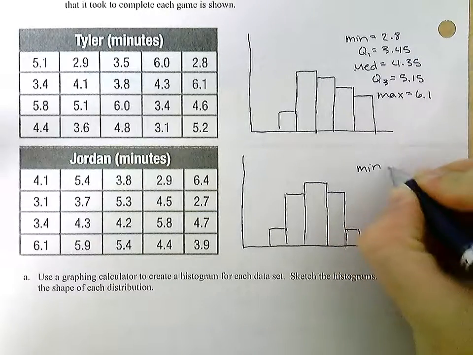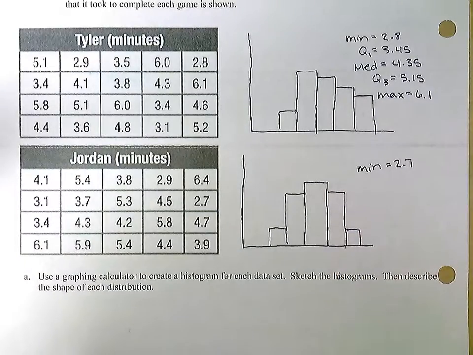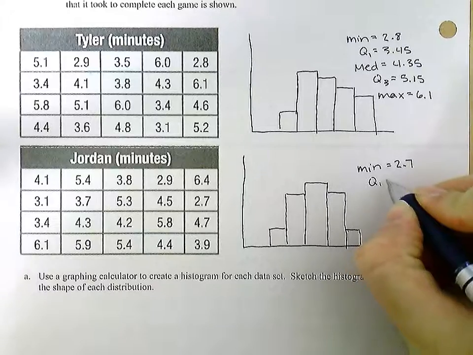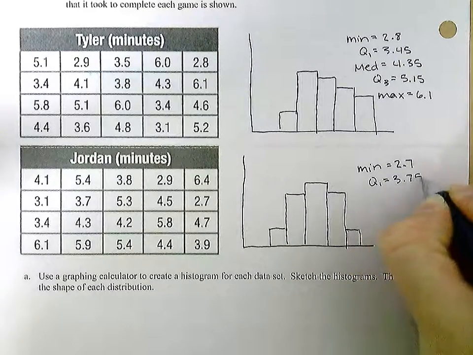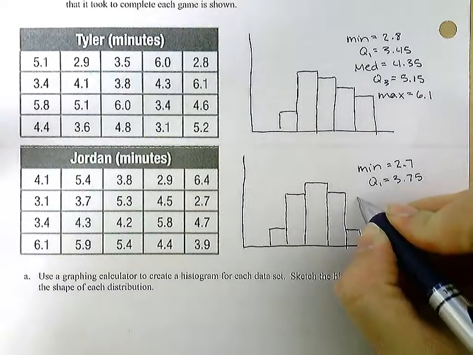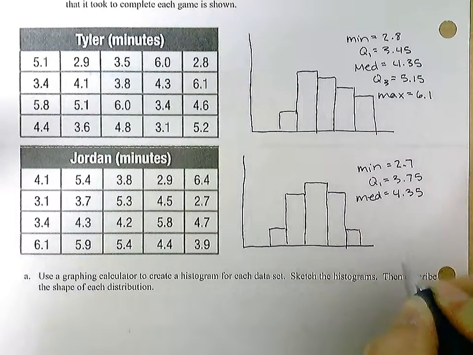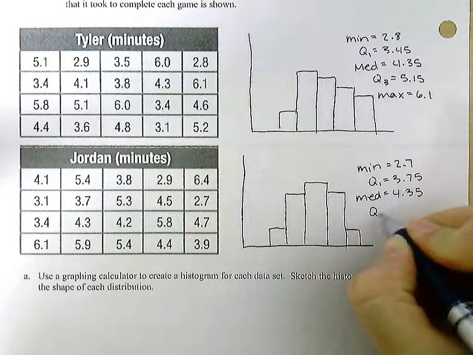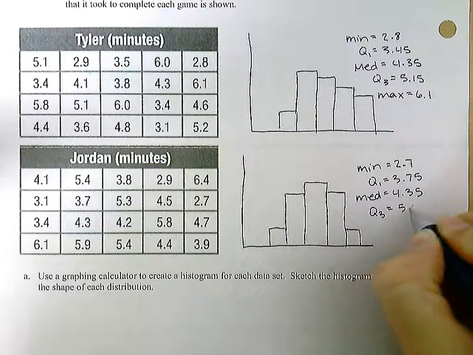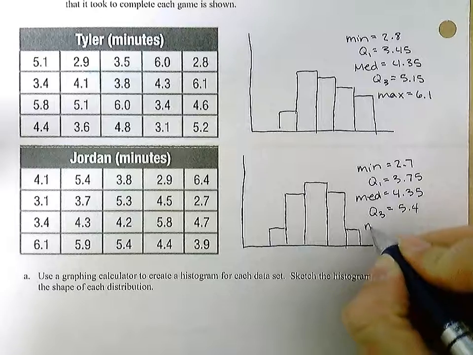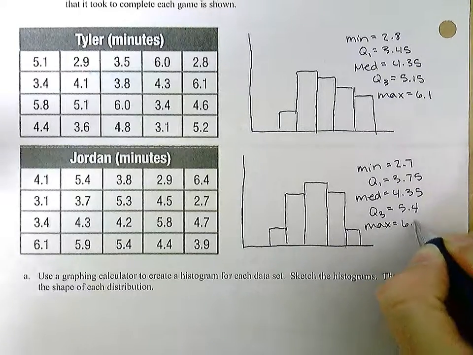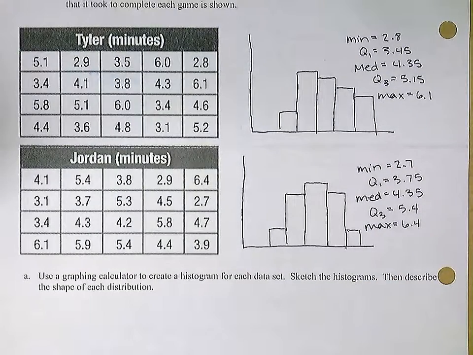You should have a minimum of 2.7. Quartile 1 is 3.75. Your median is 4.35. Quartile 3 is 5.4. And max is 6.4. Could you all get to the 1 var stat to get that 5-number summary?